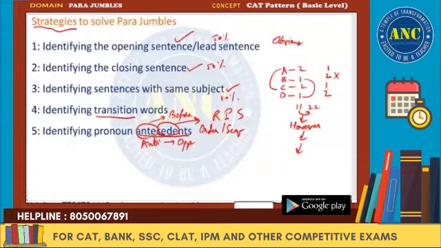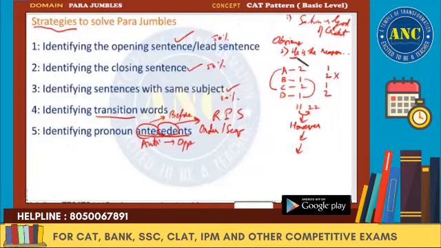In this case, we are identifying pronoun antecedents. That means, for example, if I have a sentence like, Sachin is god of cricket. That is my first sentence. My second sentence is, he is the reason I am following the game.